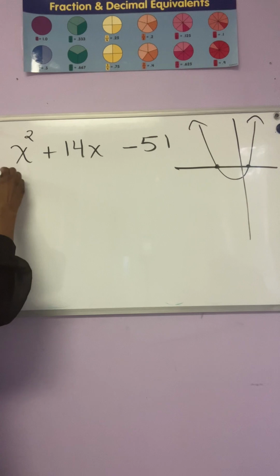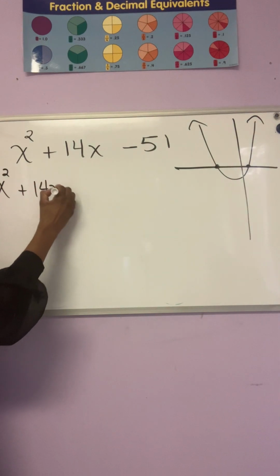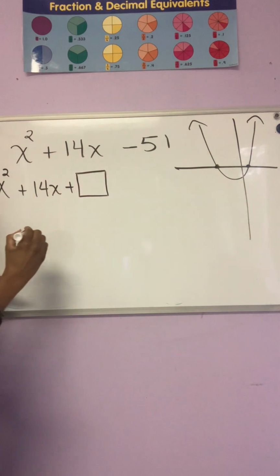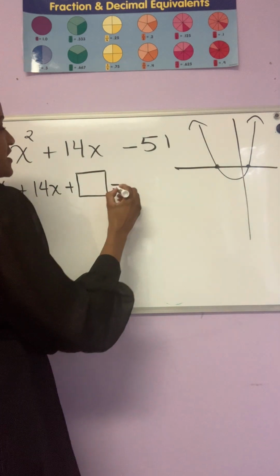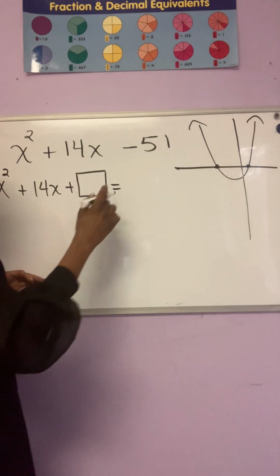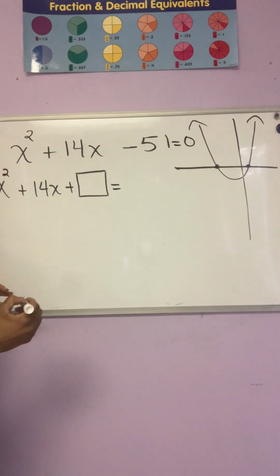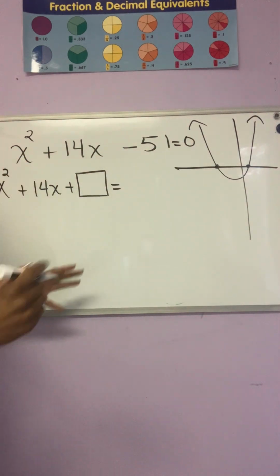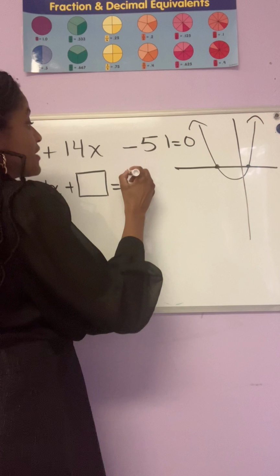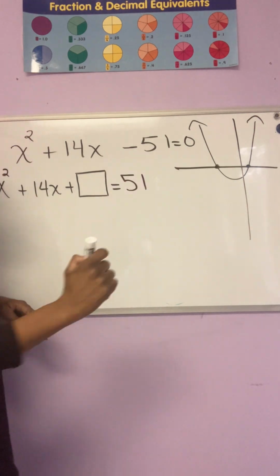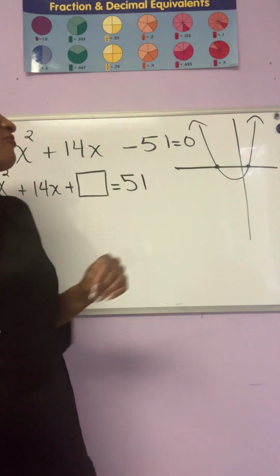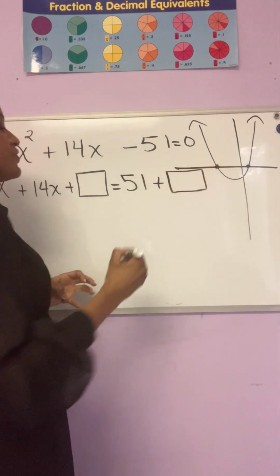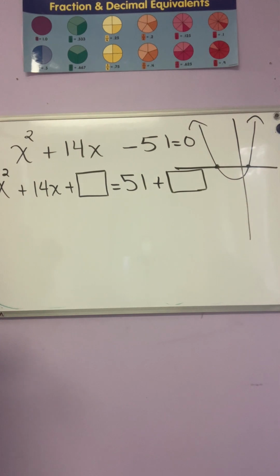So to complete the square, after the 14x, we are going to add a box, which is where we're going to add a new number. And quadratic equations are set equal to 0, but in this strategy, we're actually going to move the 51, so the last term with no variable, to the other side by doing inverse operation. So whereas we had negative 51, now we have positive 51. And in math, you should know that whatever we do on one side, we do on the other. So I put a box to balance it out.